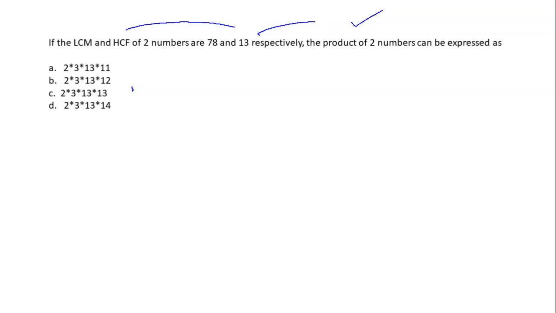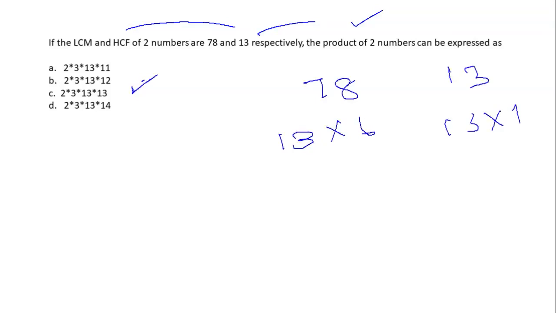Which answer is, I'm given an indicator of the answer, so it is this one. The reason is because 78 can be written as what? 13 into 6. And we have 13. 13 is nothing but 13 into 1. So can I write this as 13 into 13? So 13 square. 6 can be written as 2 into 3. Alright, so the answer is 13 into 13 into 2.